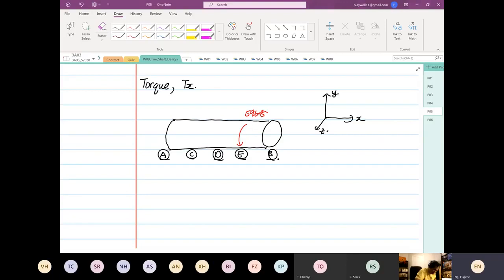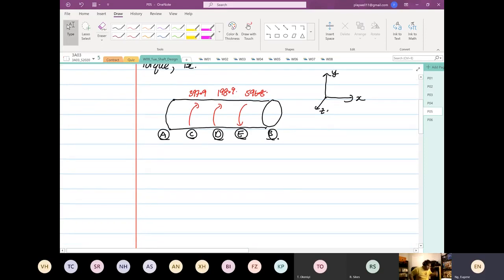It will resist, so it will be going in the opposite direction, because our force is in that direction, multiplied by radius, so it's the resistance. So we calculated this also. At point C it is 397.9, and then the other one is 198.9. Now we're going to draw the torque.